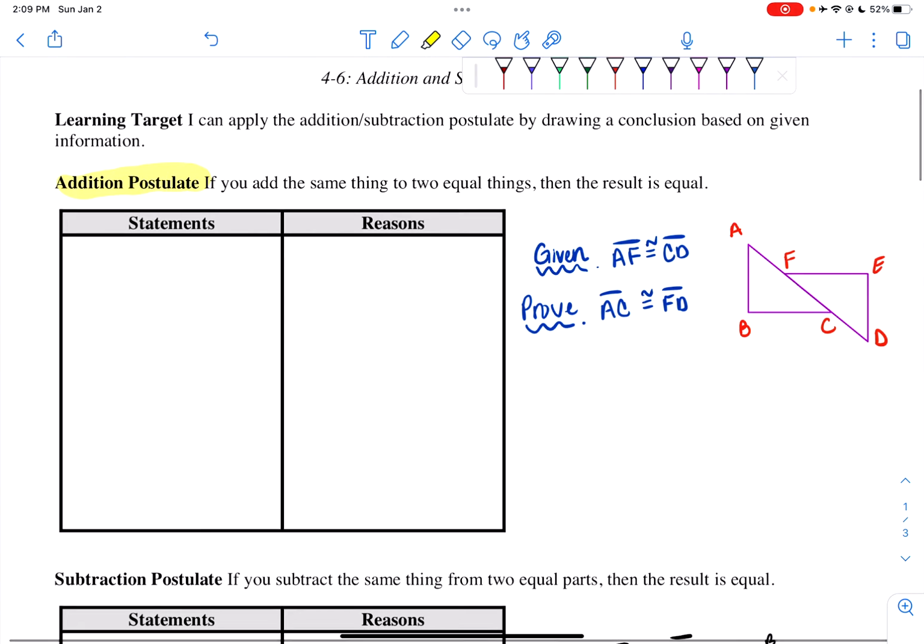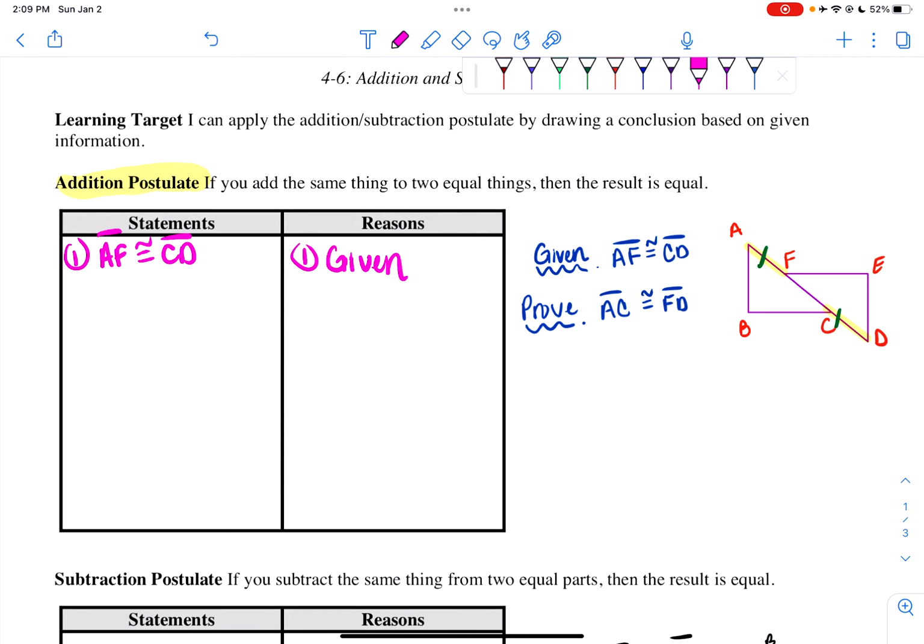So if I look right here, it says given AF is congruent to CD. I don't have whole segments. I have pieces of a segment. So I'm going to mark those as congruent. What we want to prove is AC, this whole segment, is congruent to FD, this other whole segment. Whenever we put things into statements and reasons, the first thing we need to write is our given information. So statement number 1 is AF congruent to CD, and our reason is given.